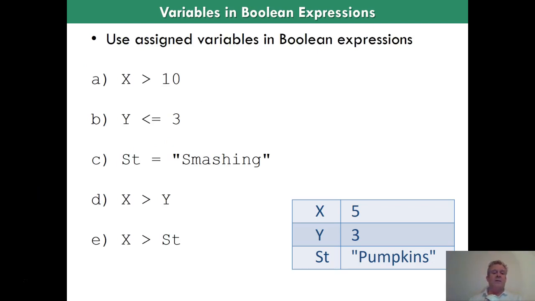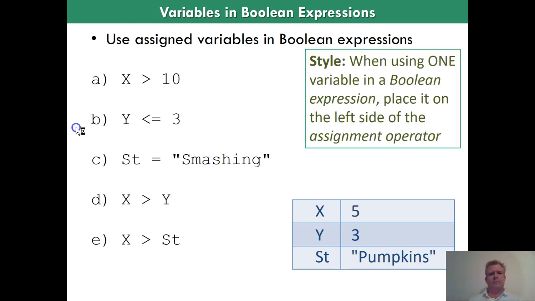Here we have 5 different Boolean expressions. Each of them will evaluate to true or false. And in some cases, you may even end up with a third option, which is an error. Now obviously that's neither true nor false. When you are writing your Boolean expressions, it's important to stick to the style guidelines that we use. In this case, if you have a single variable and you're putting it into a Boolean expression, place it on the left side of the relational operator.